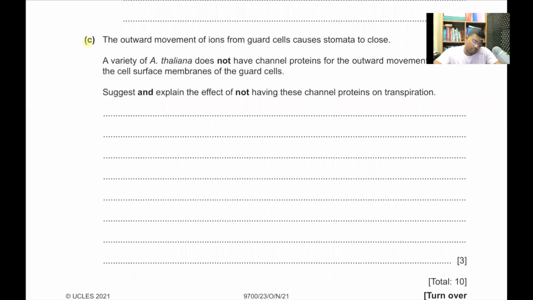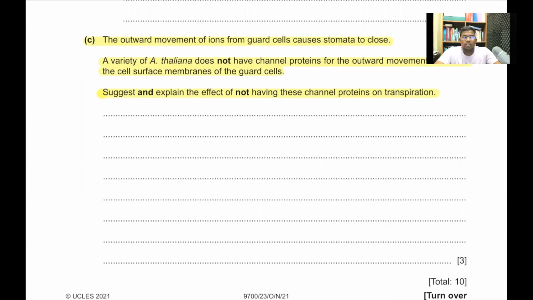Part C. The outward movement of ions from the guard cell causes stomata to close. A variety of A. thaliana does not have channel proteins for the outward movement of ions in the cell surface membrane of the guard cell. Suggest and explain the effect of not having these channel proteins on transpiration. So you see, if ions cannot move out, then the stomata will stay open. Transpiration rate will not decrease to a low level if the condition remains the same.